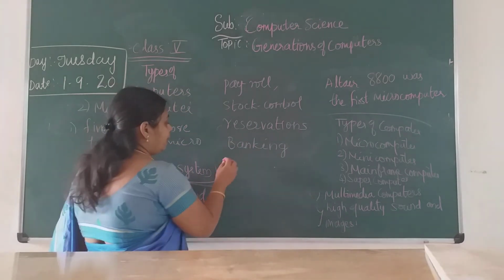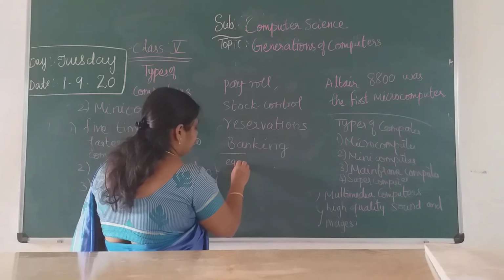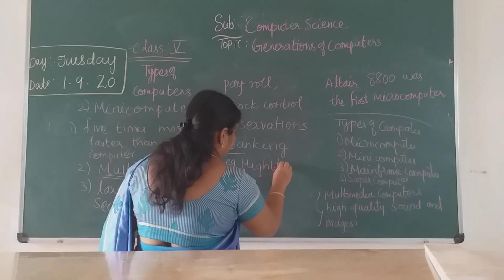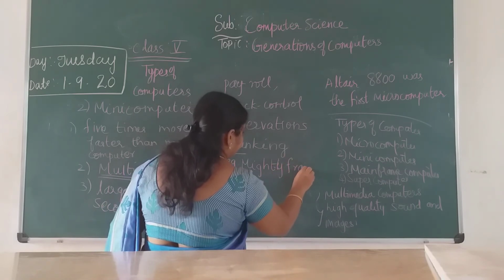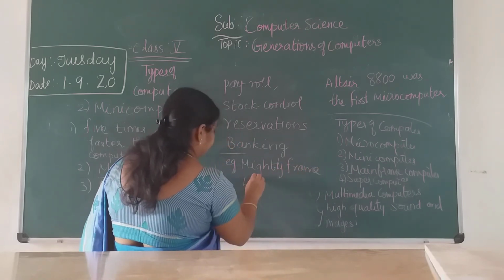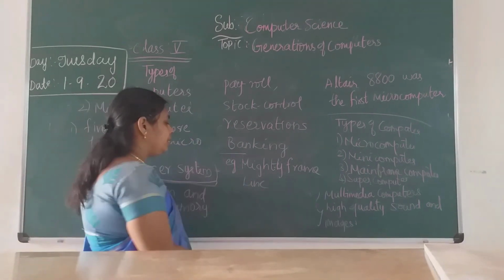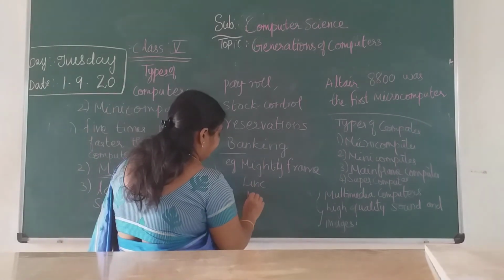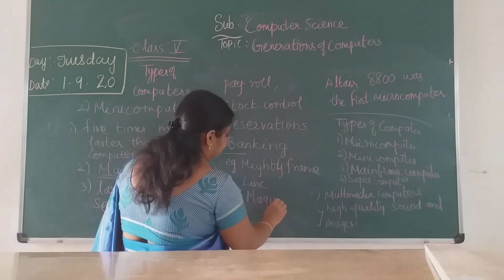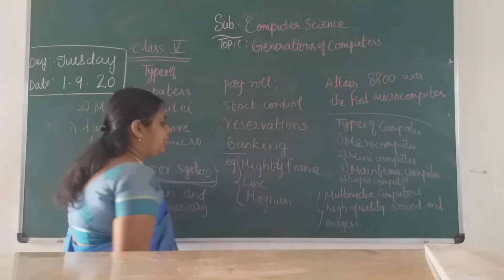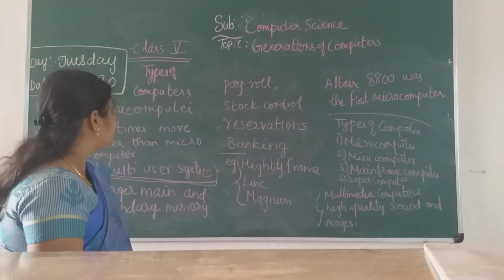Some of the examples of mini computers are Multi-Frame Link. Multi-Frame Link is the first mini computer. Then next one is Magnum. So these are the examples for the mini computer.